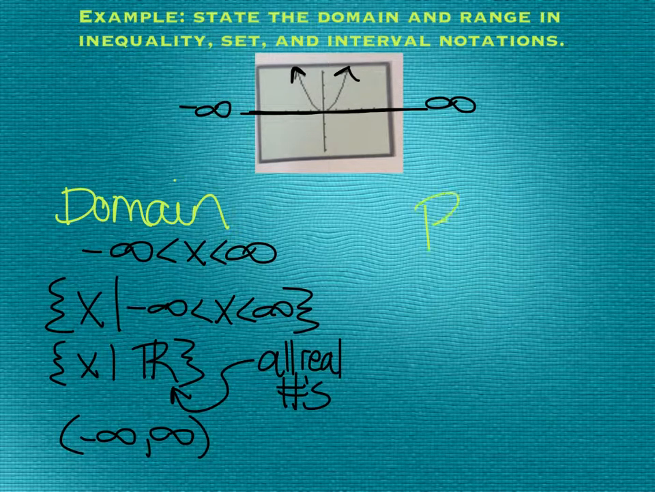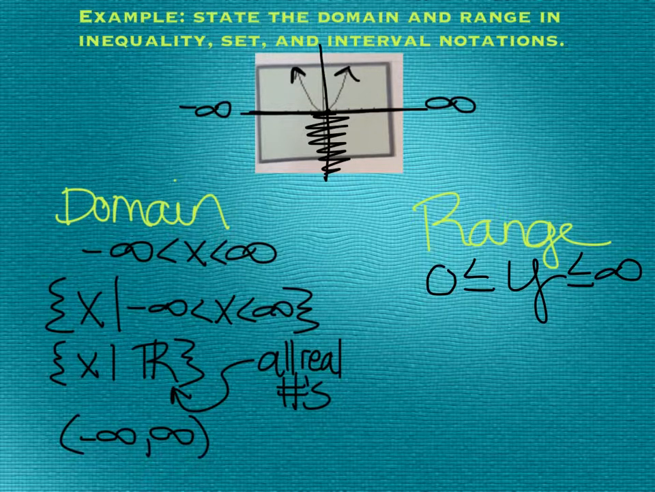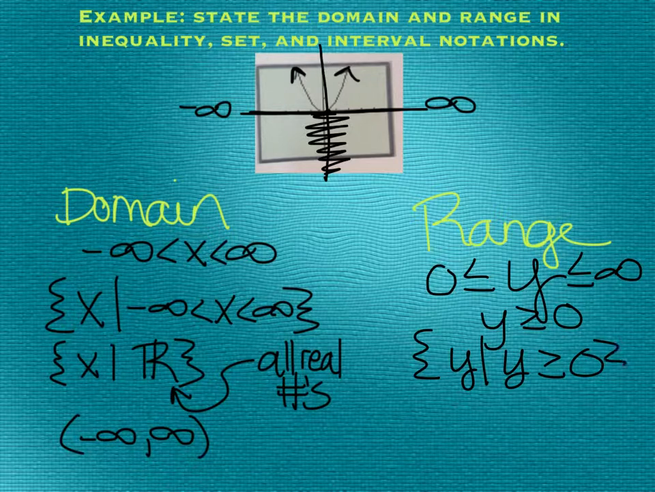For our range, we are looking at the y values now, and on the y-axis here, if you look, there is no graph below y equals 0. Our lowest y value is 0. And then the function does touch 0, so we're going to say less than or equal to, and then y. You can say less than or equal to infinity if you want to, or just y is greater than or equal to 0. So in set notation, we would put the brace, and then we would say all the y's given that y is greater than or equal to 0.